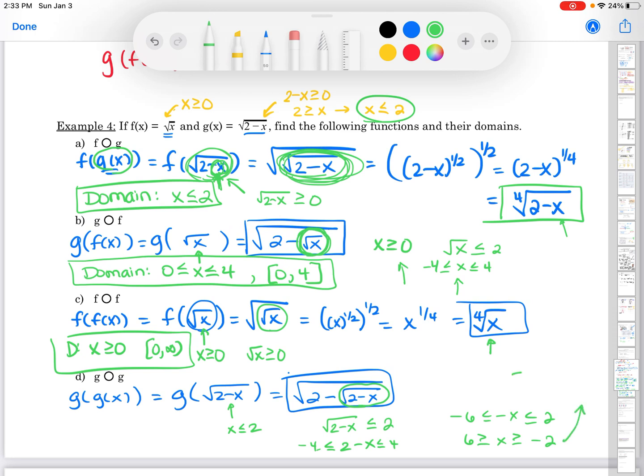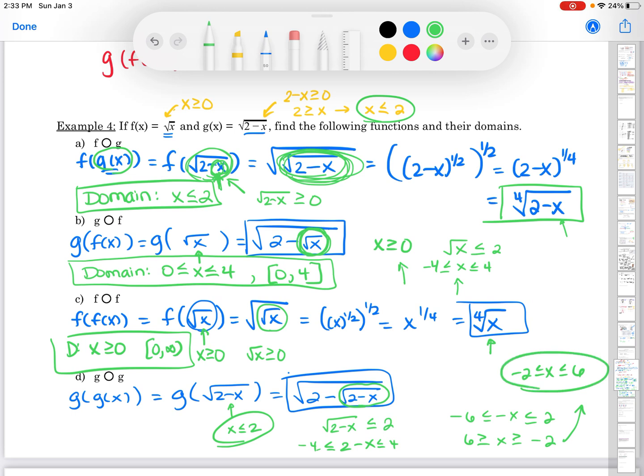So I can actually rewrite this. Negative 2 is less than or equal to x is less than or equal to 6. And we can double check. If I were to plug in negative 2 there, that would give me 2 minus minus 2. So that's the square root of 4, which would work. If I plugged in 6, that would be the square root of, well, negative 4. So that wouldn't work. So we want to make sure we're including both restrictions here.